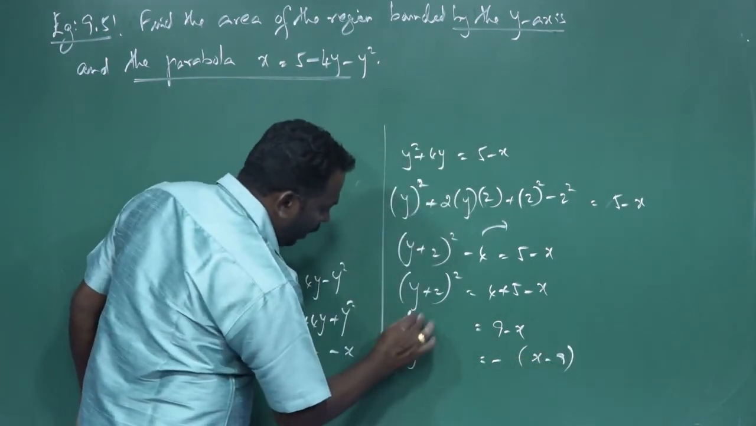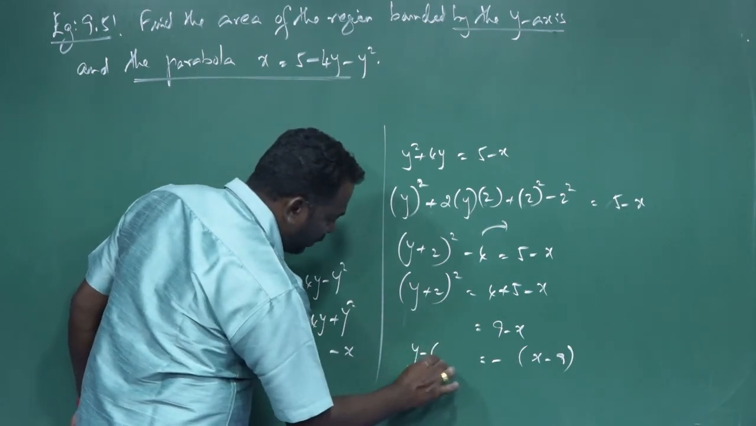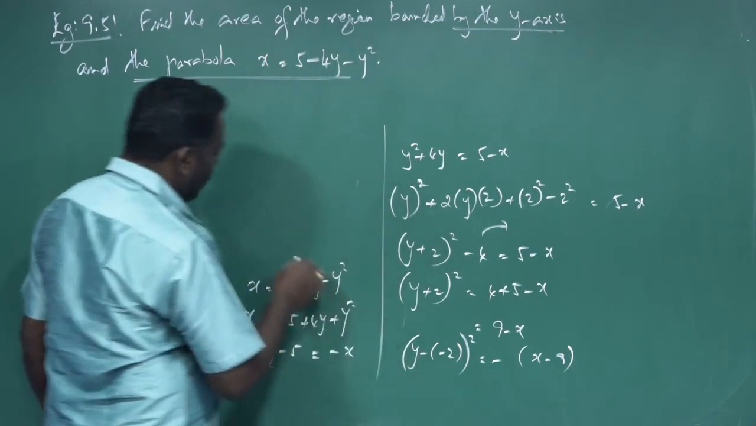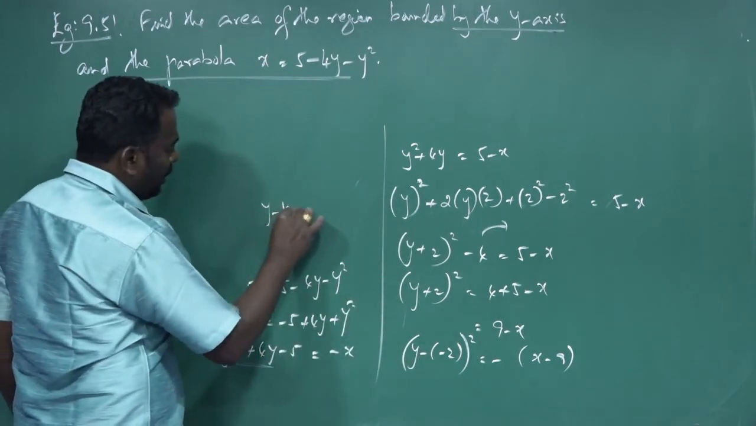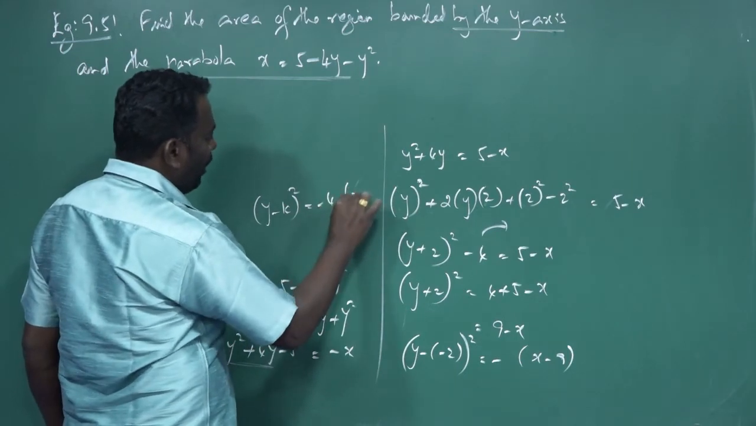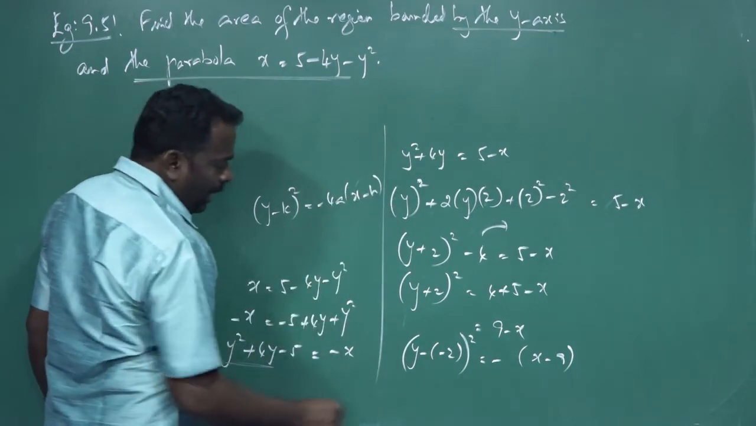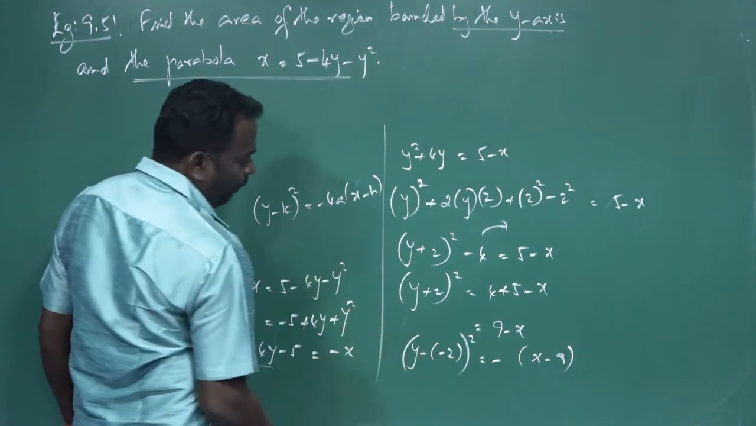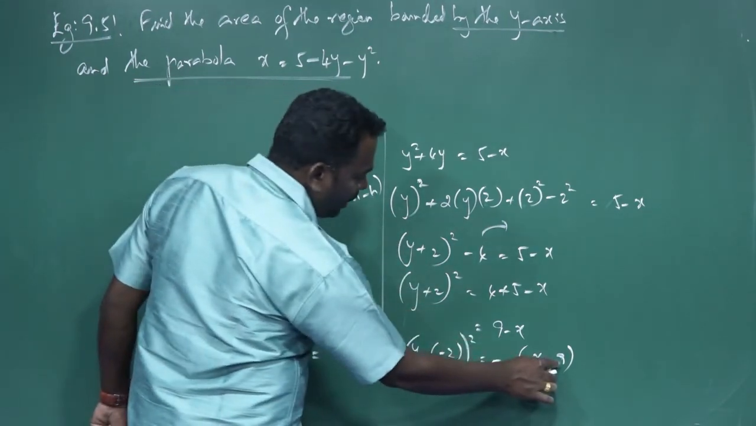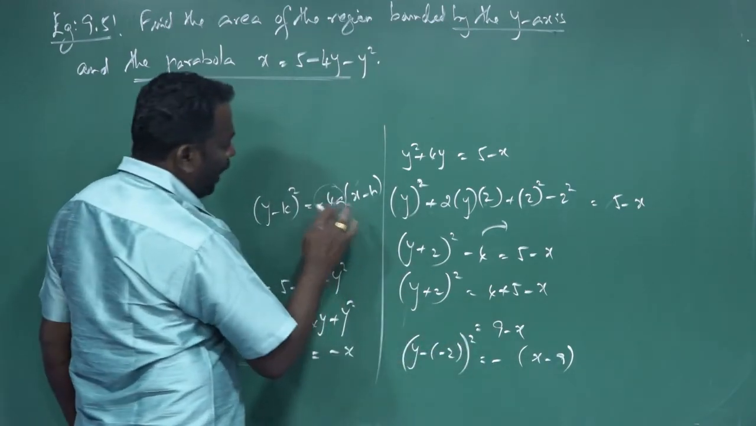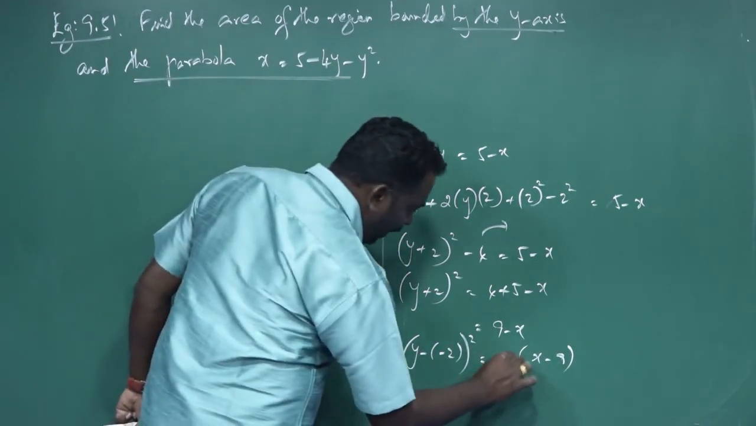Therefore y plus 2 we can write as y minus of minus 2, whole square, because the standard form is (y minus k) whole square equal to minus 4a into (x minus h). Here, what is the k value? K value equal to minus 2. Then h value equal to 9. And 4a value is equal to 1.